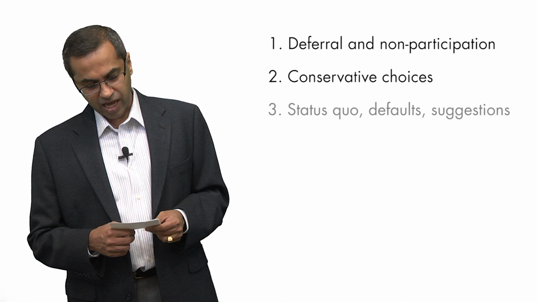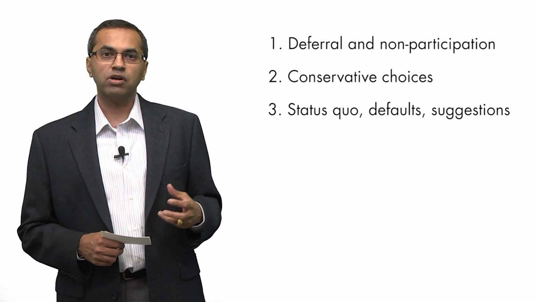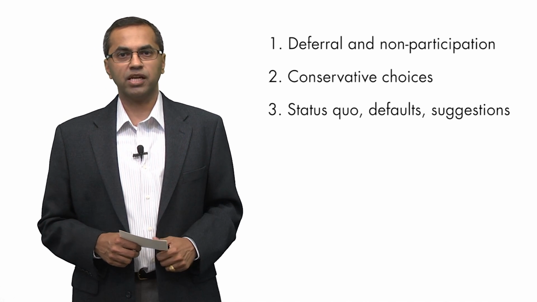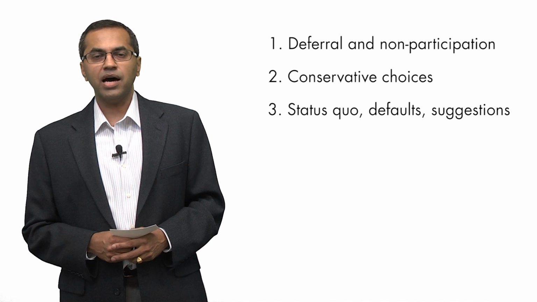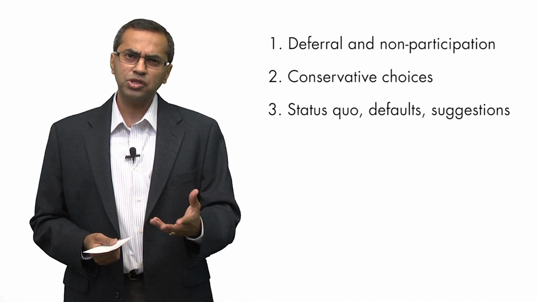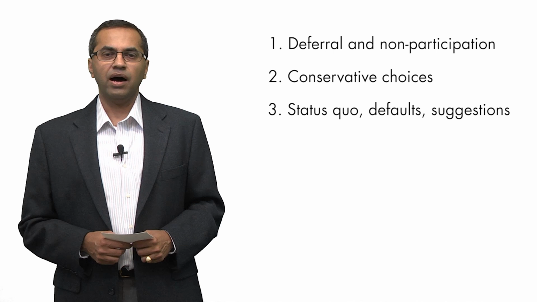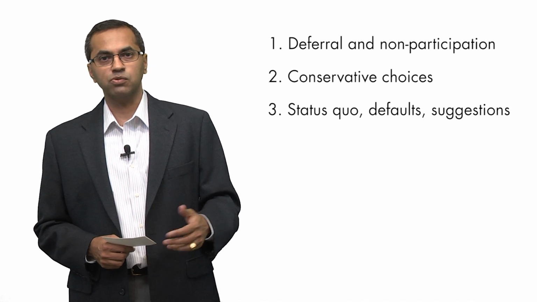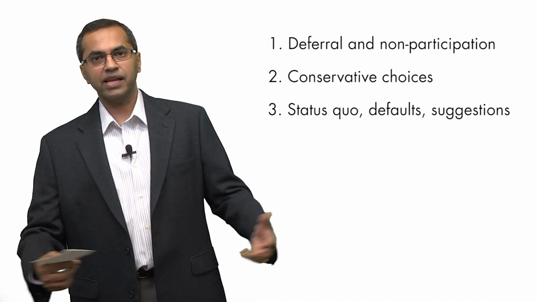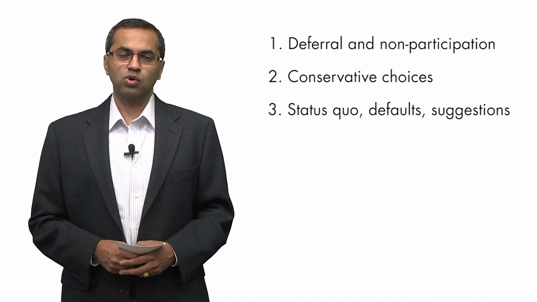The third thing that you'll see happening is the power of status quo or defaults or recommendations. When I have too many options to choose from, I'm most likely going to look at you and say, well, what do you suggest? Or I look for simplifying cues, which is the most popular product in your menu, which is the most top-selling item in your list, and so on and so forth.